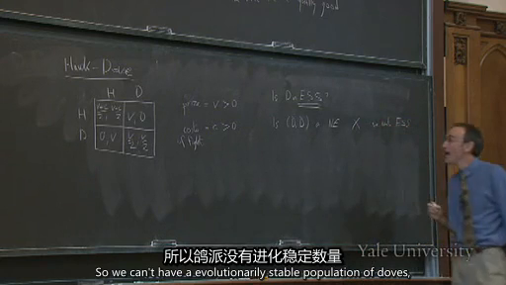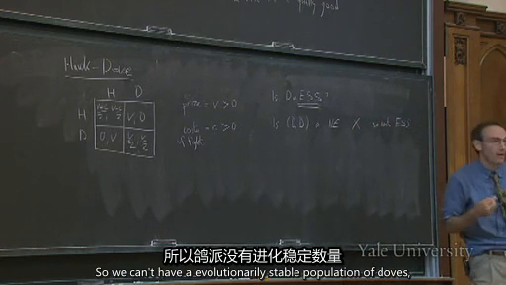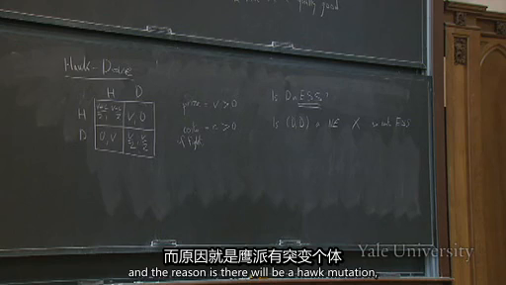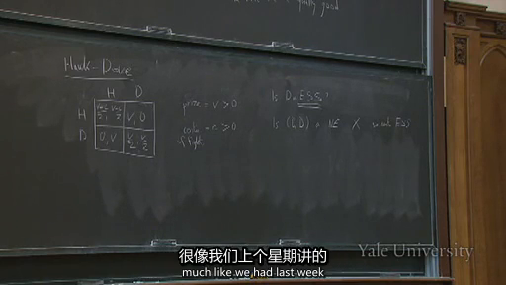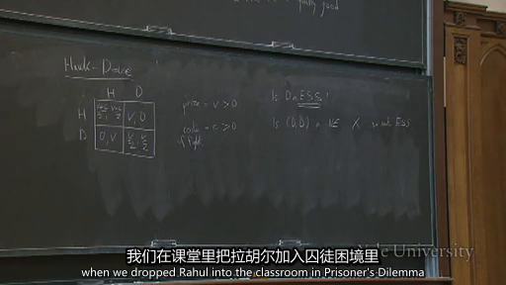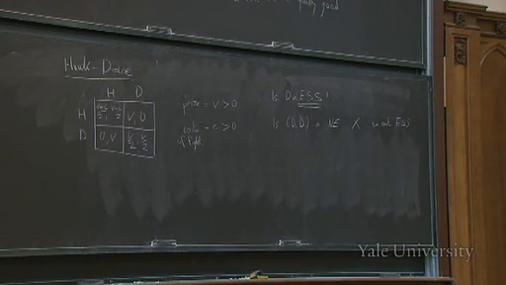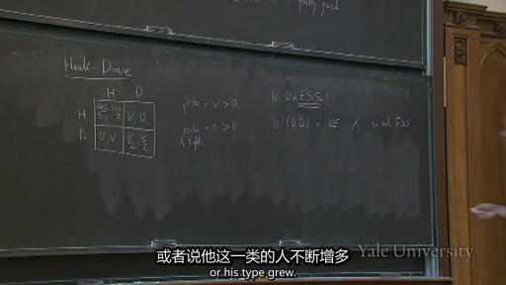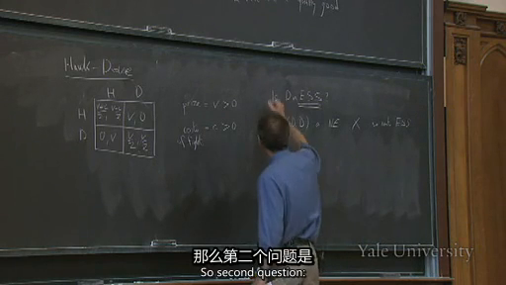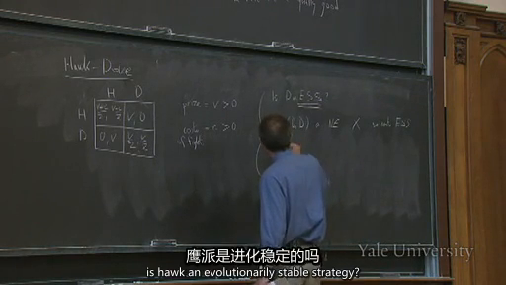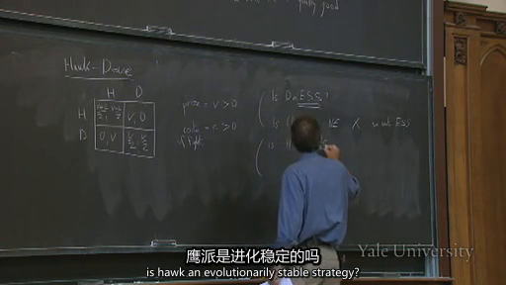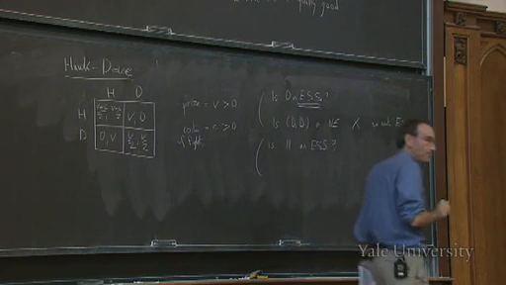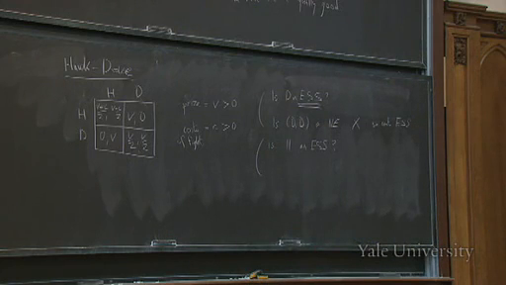All right, so we can't have an evolutionarily stable population of doves, and the reason is there'll be a hawk mutation, an aggressive type will get in there and grow, much like we had last week when we dropped Rahul into the classroom in Prisoner's Dilemma, and he grew. Or his type grew. Okay, so second question is, is hawk an evolutionarily stable strategy?